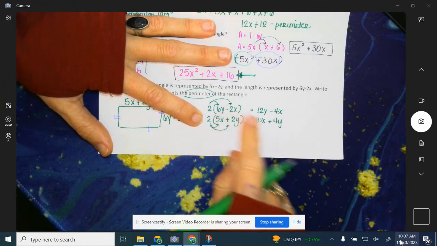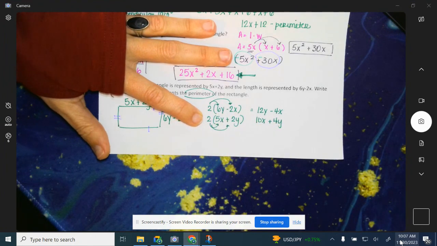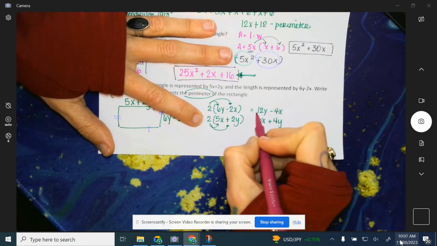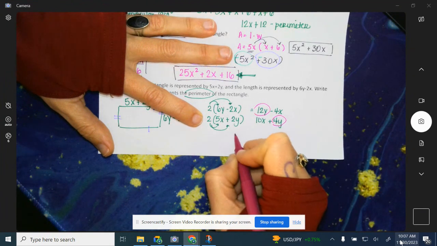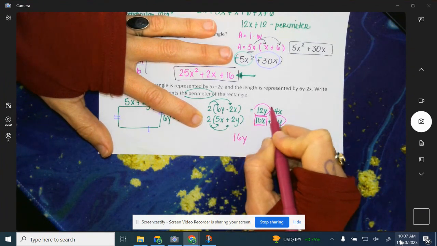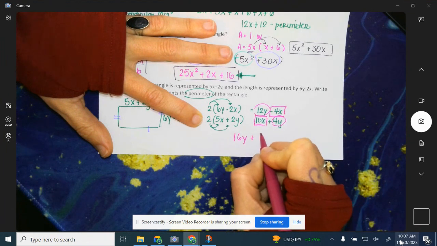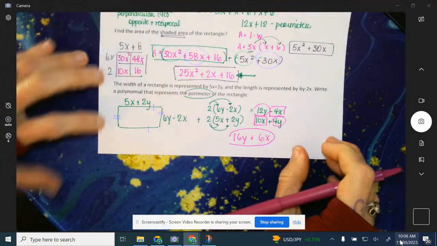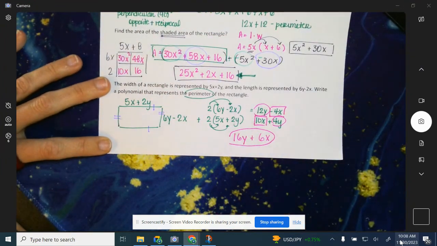They switch these back and forth as far as their seat in the binomial. I would say that would be a trick because it would be easy to add these 4, but these are not like terms, so we're going to combine like terms. And that's going to give me 16y positive 10x, and I lose 4, so plus 6x. This nasty puppy is the perimeter of your rectangle.